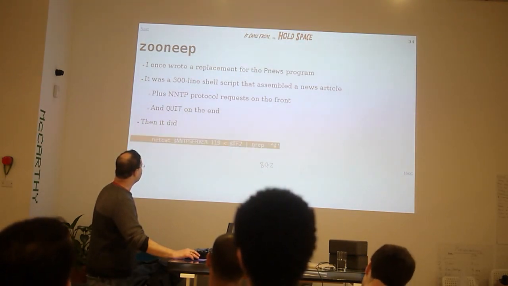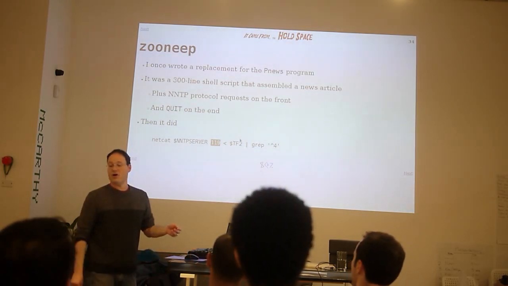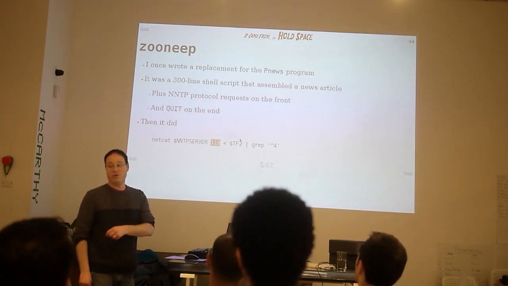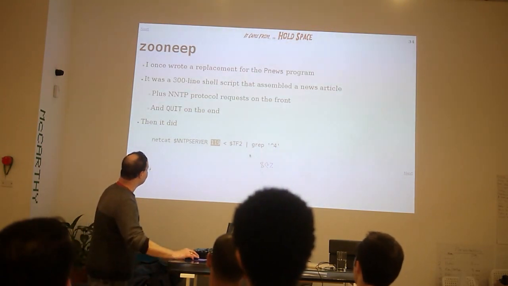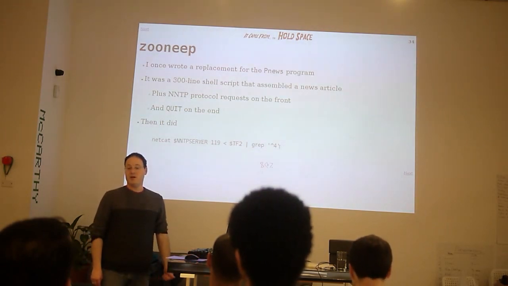This is coming from the thing that you prepared. That's the port where the Usenet server resides. And you can use that even if you don't have it on your machine. You can contact a remote news server, it still works. And then you pipe the output through grep for 4, because just like with HTTP, the error responses all begin with 4s.